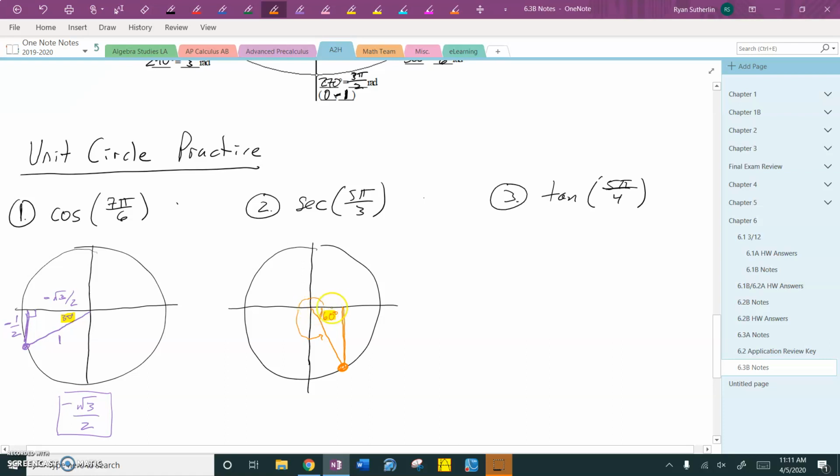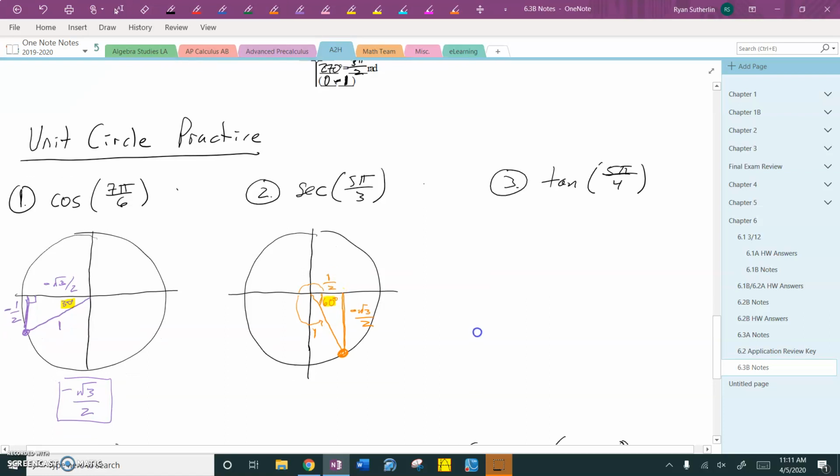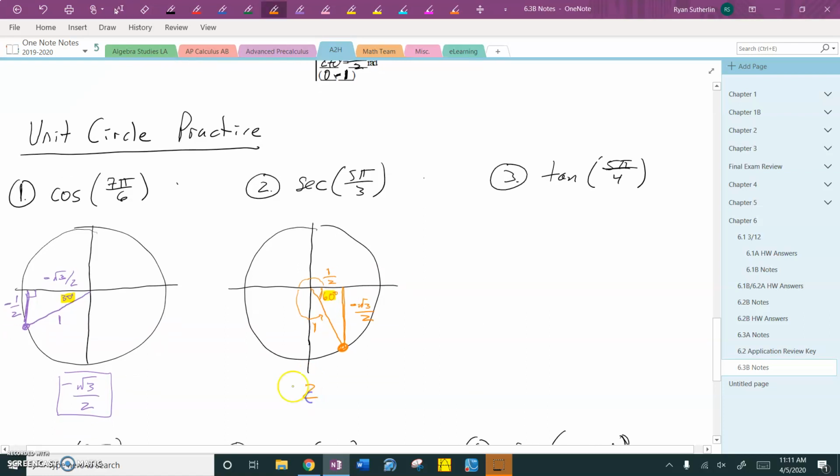Now, my short side in a 30, 60, 90 right triangle is the 1/2. It's positive because it's the x value. My y value is negative root 3 over 2. And then I have 1 for the value of the hypotenuse. So again, secant is the reciprocal of cosine. We can easily see cosine is 1/2. The reciprocal of 1/2 is 2.